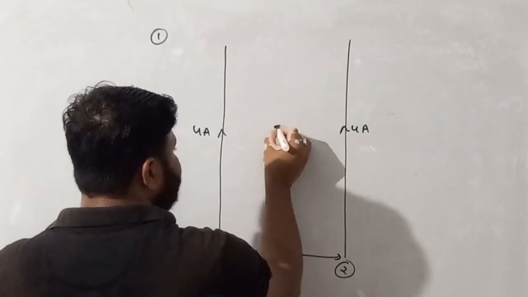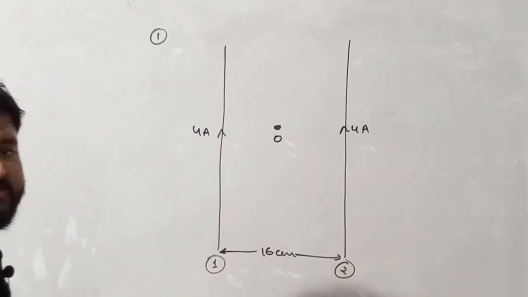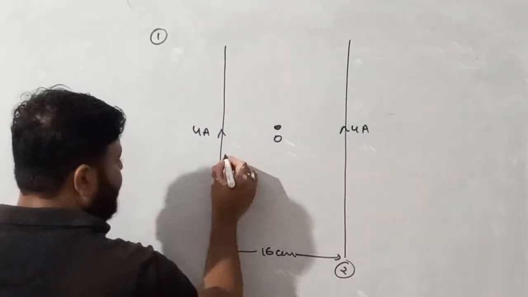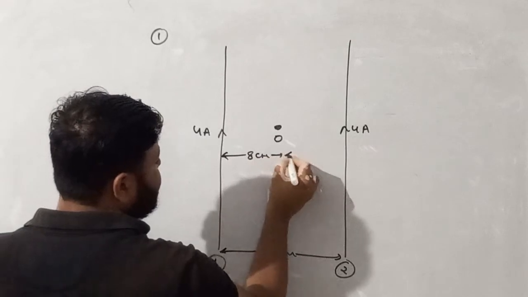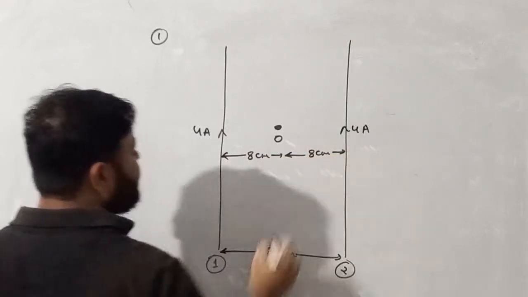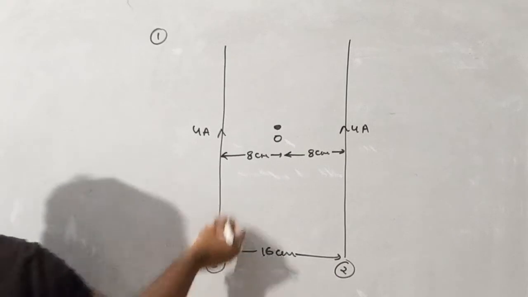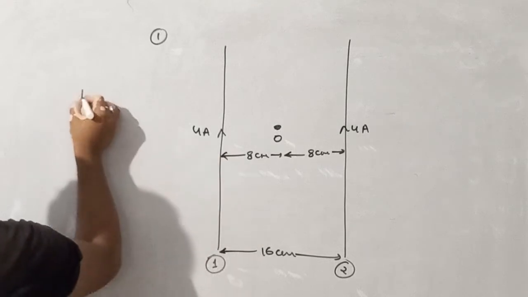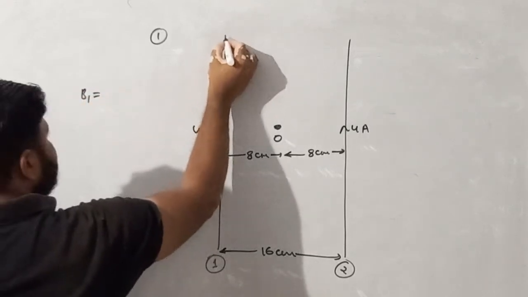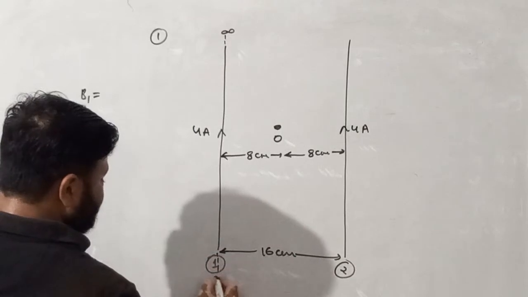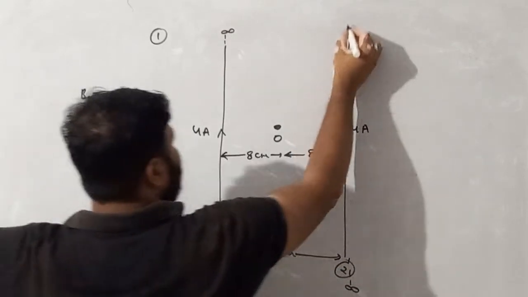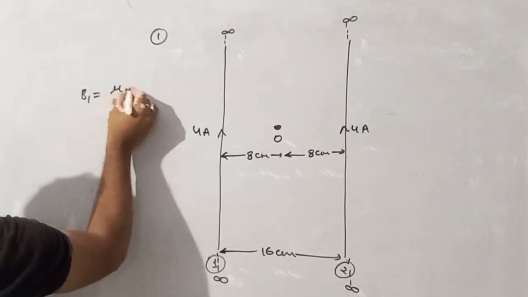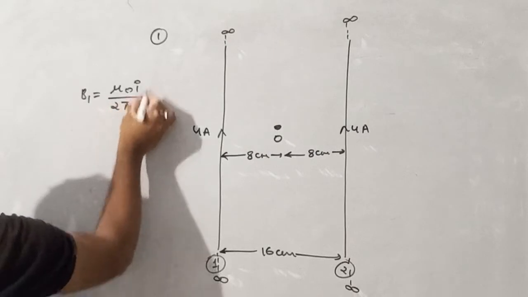We have to find the magnetic field at the center of the wires. So let's suppose the center is O. From this wire the distance must be 8 centimeter. Similarly from this wire also the distance is 8 centimeter. So first of all we have to find the magnetic field due to the first wire. So B1 is equal to, as the wire is very long, it is considered to be of infinite length, and we are all aware of the magnetic field due to an infinite length wire, it is mu naught I by 2 pi a.